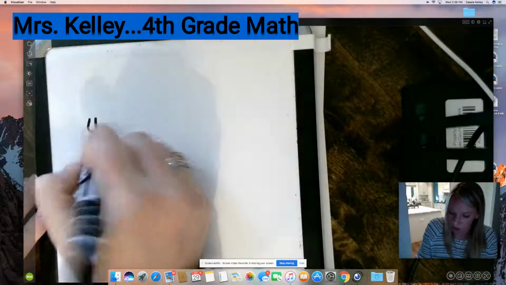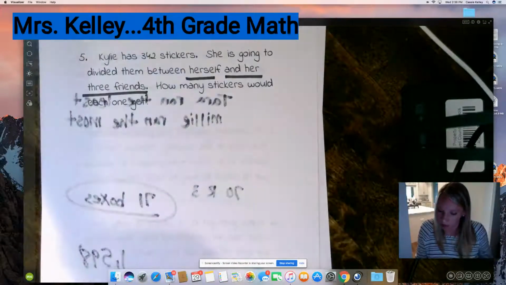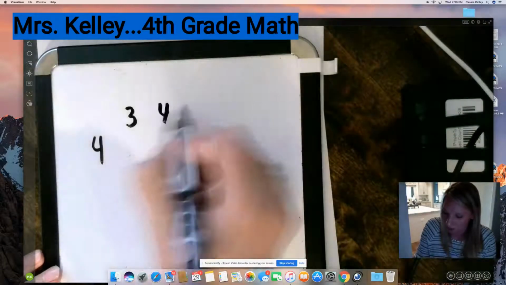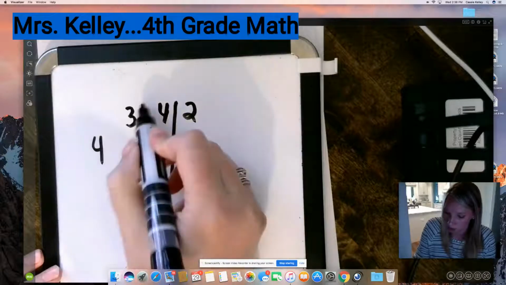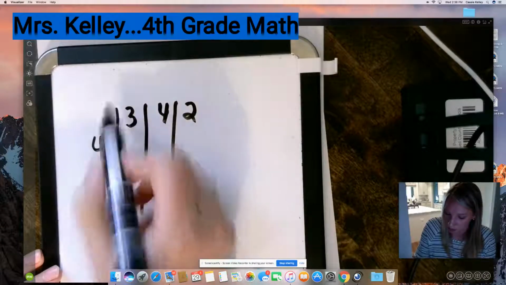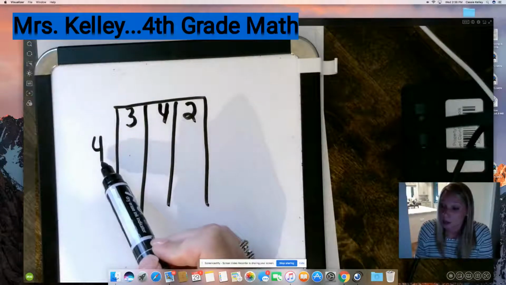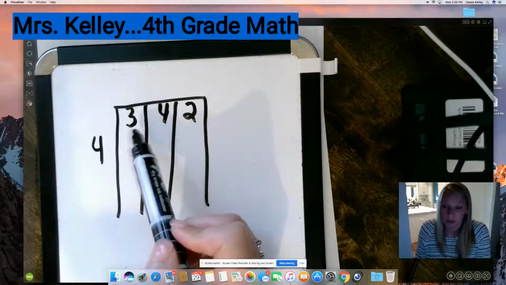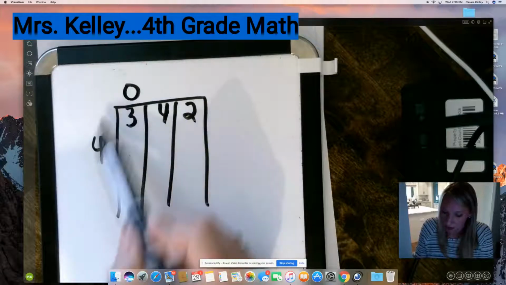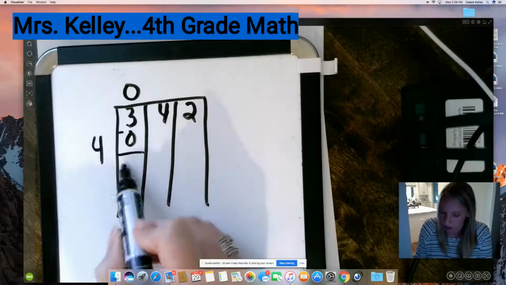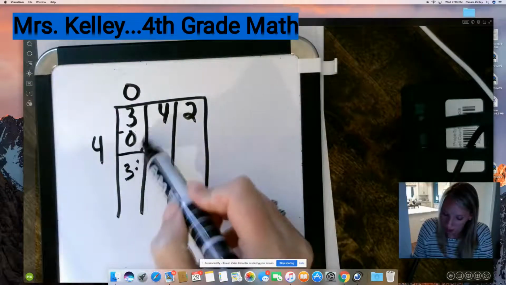So 4 goes on the outside, and my number in the top is 342. Okay. How many times will 4 go into 3? 0. 0 times 4 is 0, so I have to subtract. 3 minus 0 is 3. I bring this number next door.